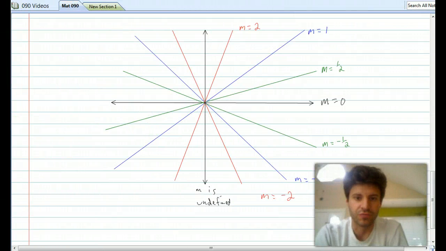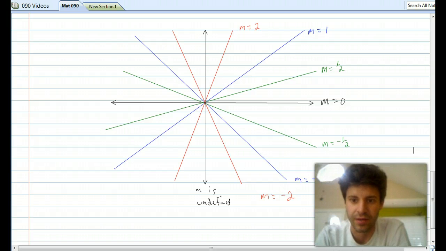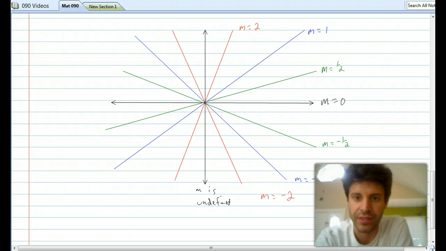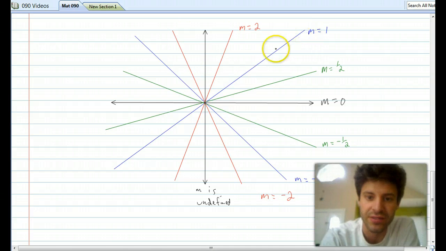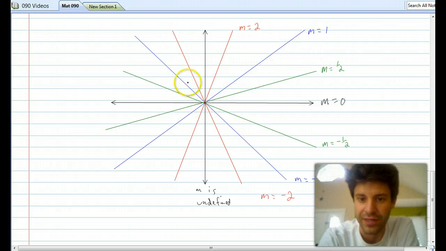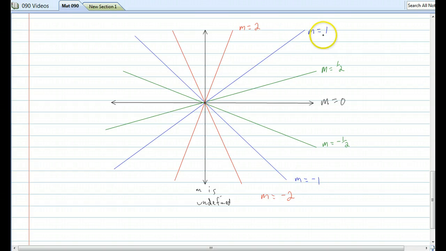To give you a better idea of what slopes look like, I drew this graph with several lines on it and labeled its corresponding slope. So you'll see this red line, both red lines have a slope of 2, but the line that goes from left to right upwards has a slope of positive 2, and the one that goes downwards from left to right has a slope of negative 2. The blue lines, they're 45-degree lines. They have slopes of 1 and negative 1.